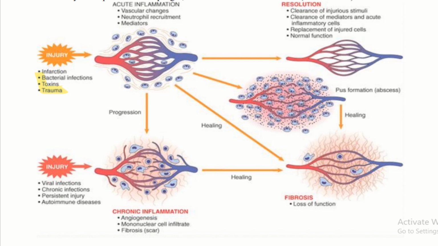Chronic inflammation results from viral infection, chronic infection, persistent injury, or autoimmune disease. Resolution of acute inflammation will cause the clearance of injurious stimuli, clearance of mediators, and acute inflammatory cells, replacement of injured cells, and then normal function. This means your cell is healing now. Steps in healing will involve pus formation or abscess, and lastly fibrosis, which is loss of function.